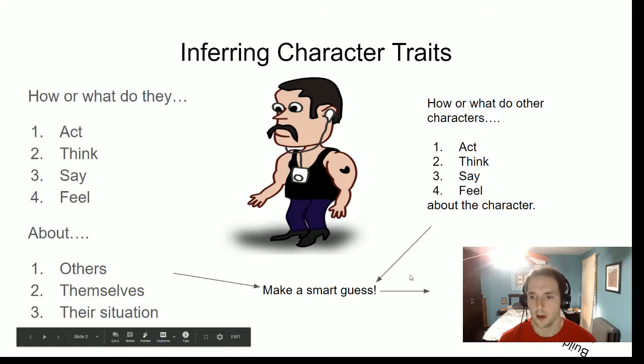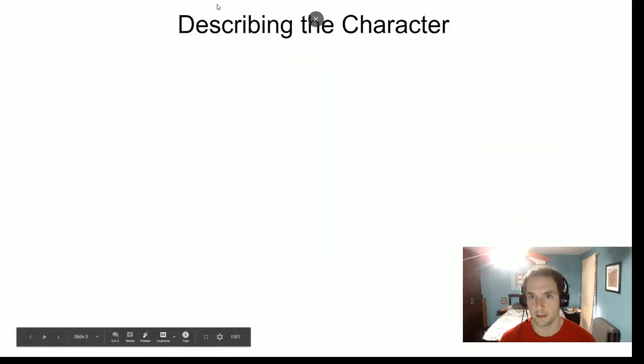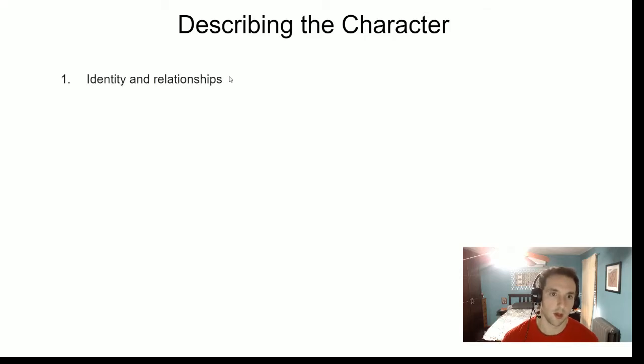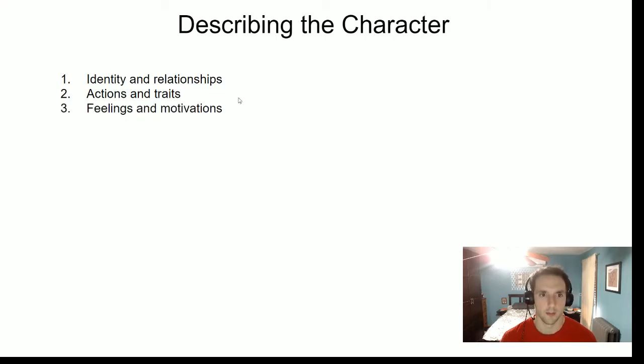And then finally, when we've done those things, we've inferred their character traits, we go into the aspect of where we're going to actually describe the character. And just very quickly, when we describe them, we describe their identity and their relationships, who they are and how they're connected to other people in the story. Just what we talked about, we're going to describe their actions and their traits, what kind of person they are. Their feelings and their motivations, what they enjoy doing, why they're doing what they're doing, whatever it is.